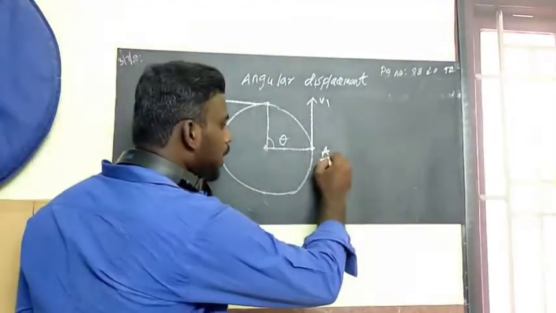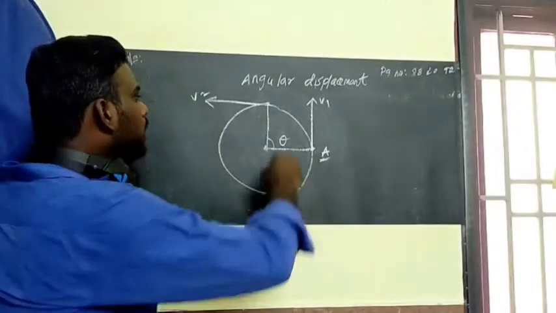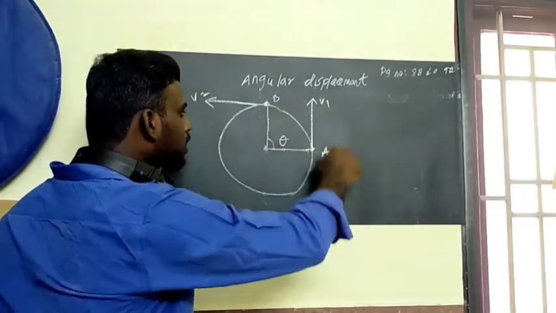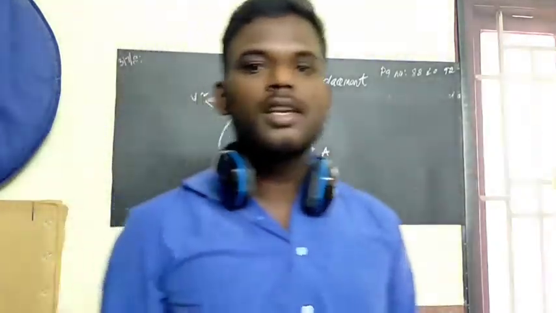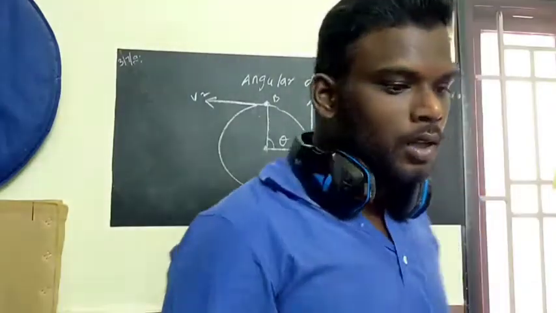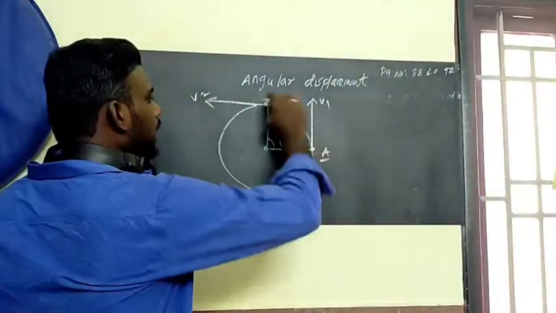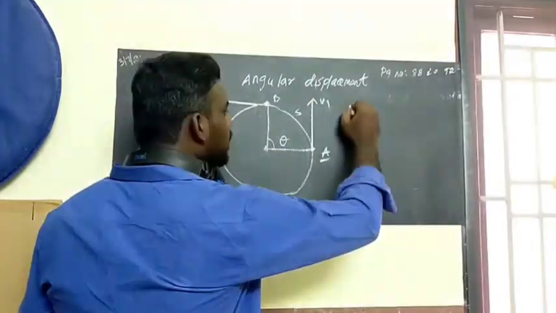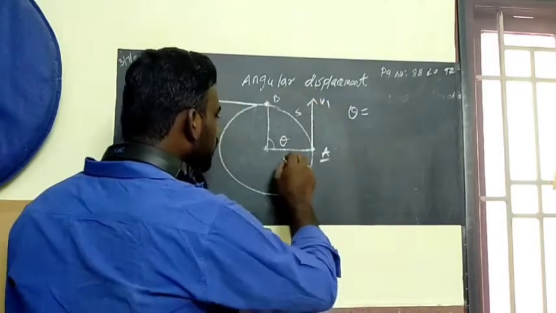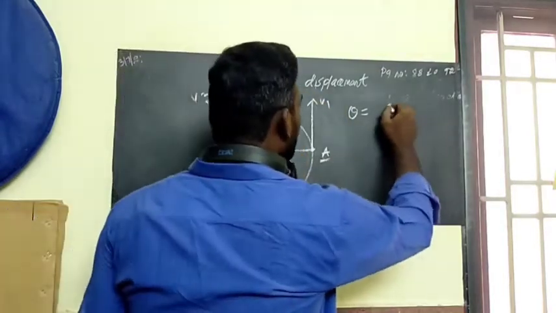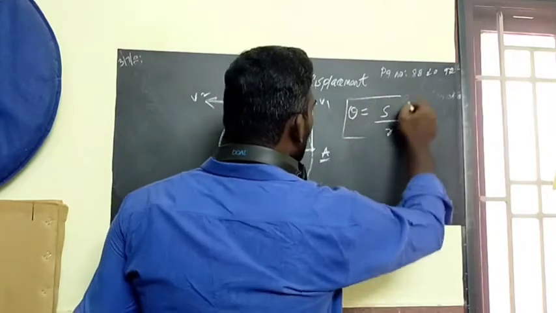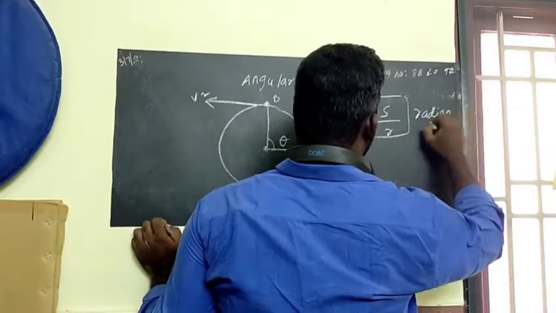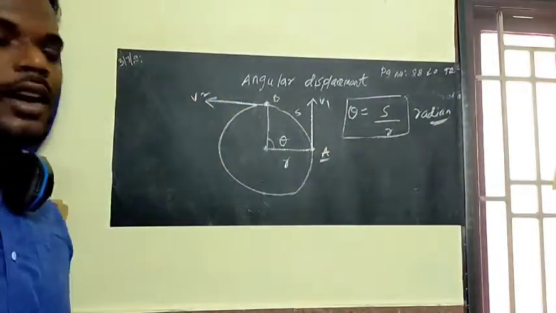Initially the particle is at point A. After some time t, the particle reaches point B, and there is an angle between the initial point and final point. This is known as angular displacement. Suppose the arc length is S. By using the plane angle, theta equals arc length divided by radius, so theta equals S by R. The unit of angular displacement is radian.